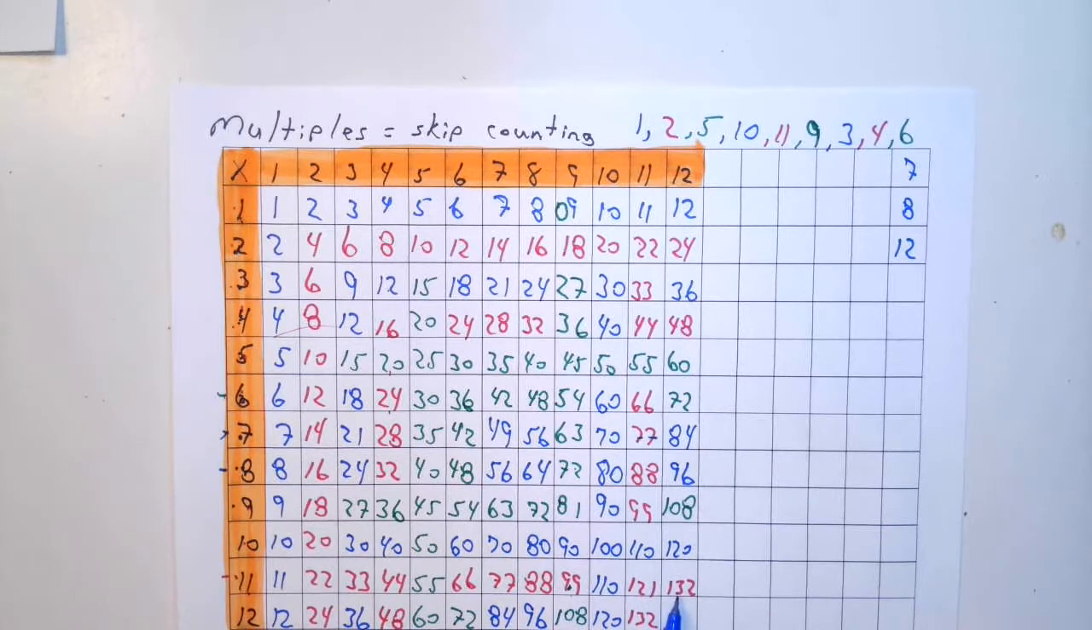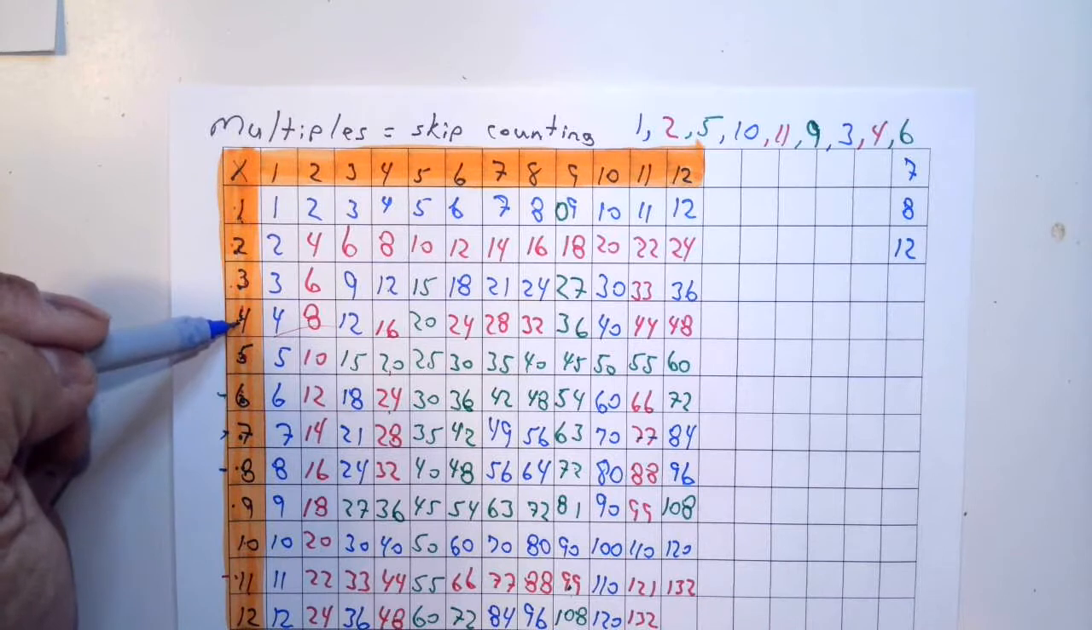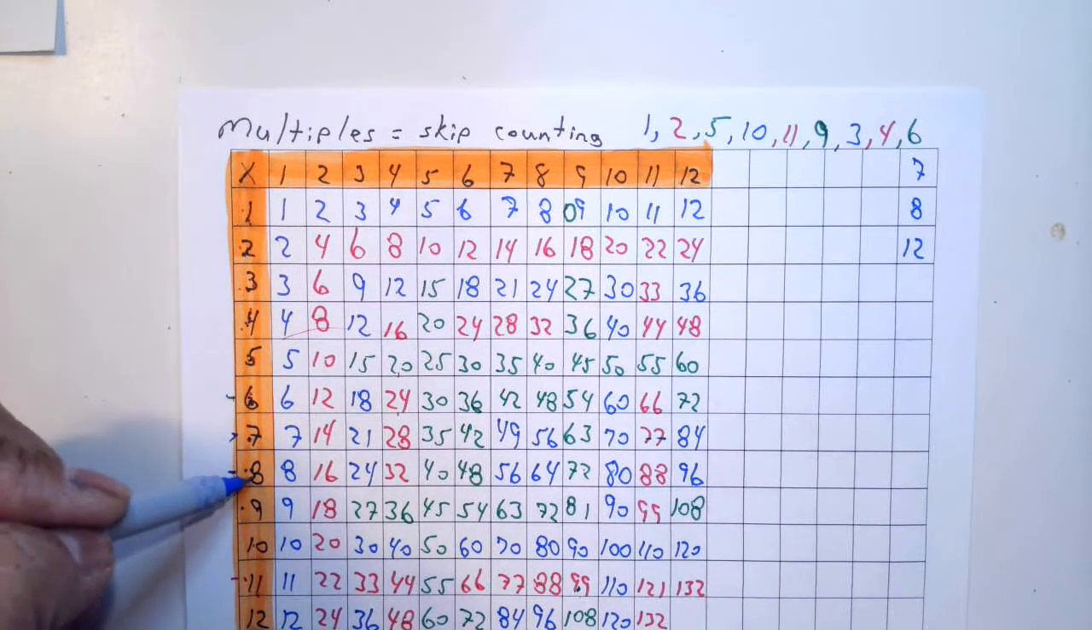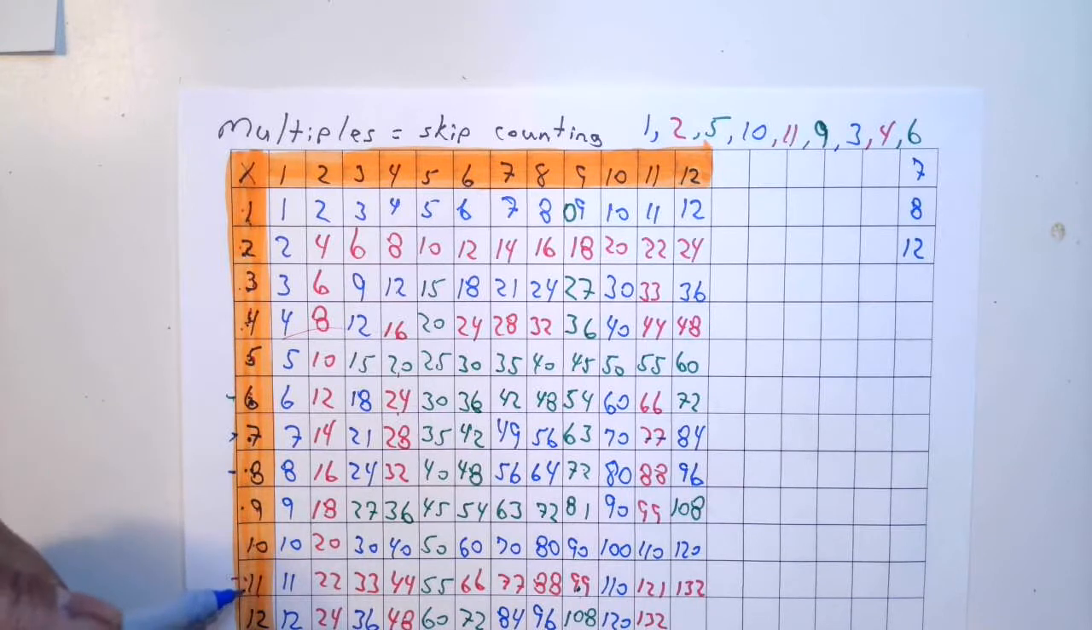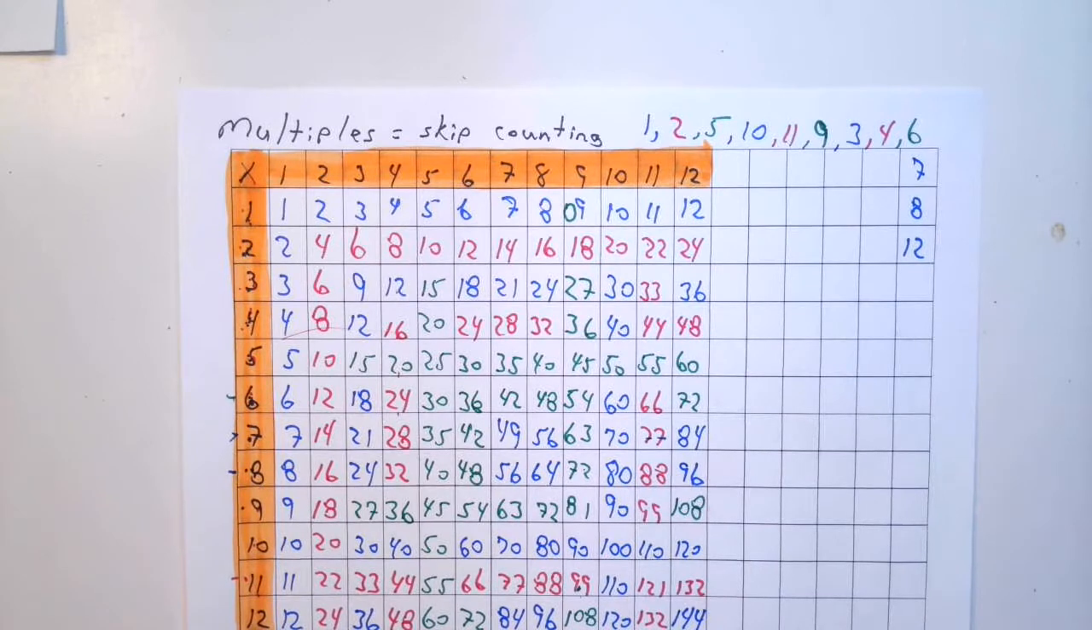Next, 132, 133, 134, 135, 136, 137, 138, 139, 140, 141, 142, 143, 144. Going across. Oh, wait. Nothing to go across because we already filled it out. And that's it. That's all there is to this.